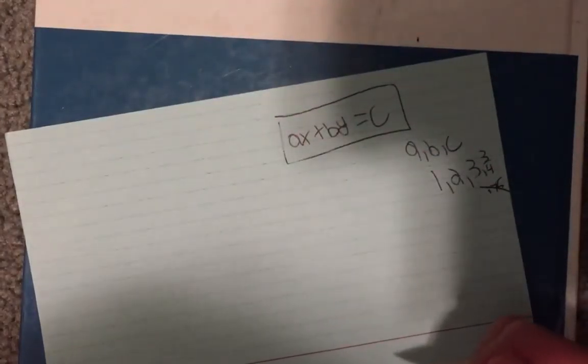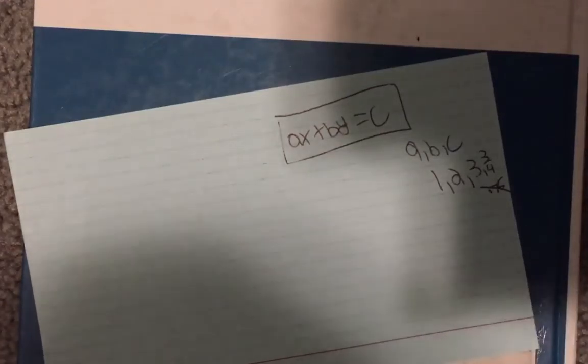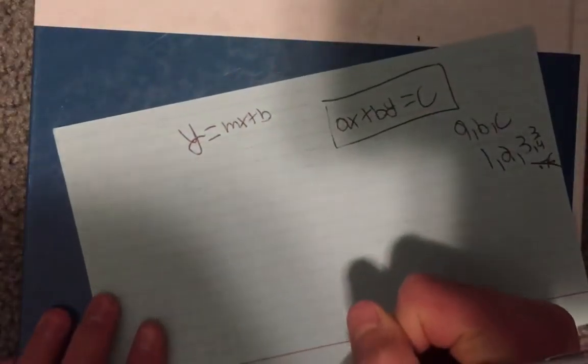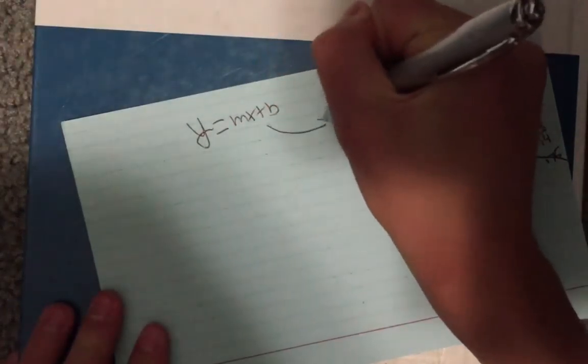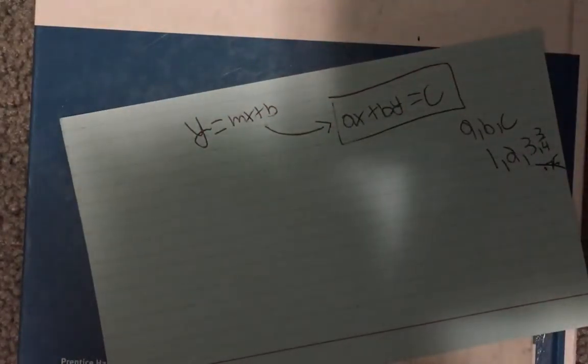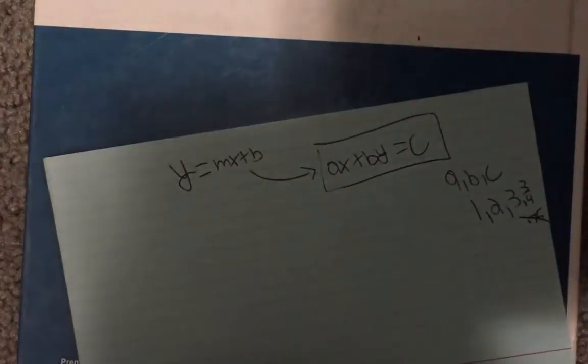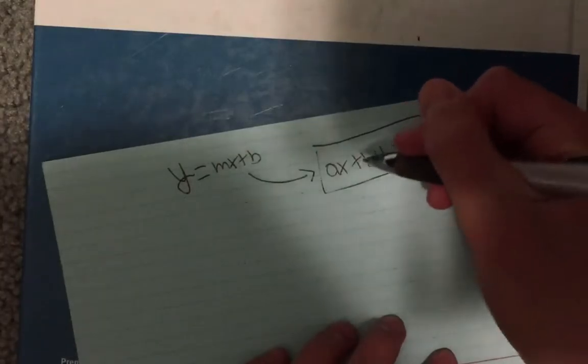So we recently learned about the slope-intercept equation, which was y equals mx plus b. When you want to translate that into this, because most math teachers will ask you to translate the slope-intercept equation to the standard form of equation and interchangeably, the standard form equation to the slope-intercept equation.